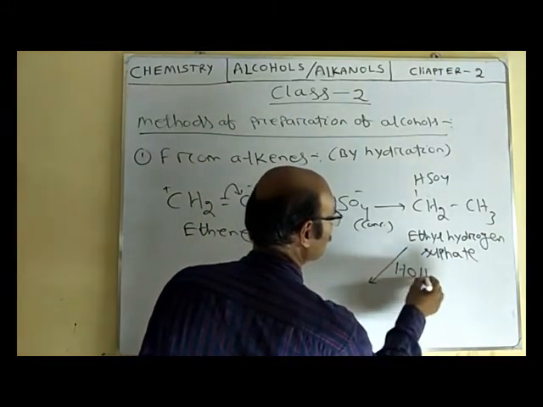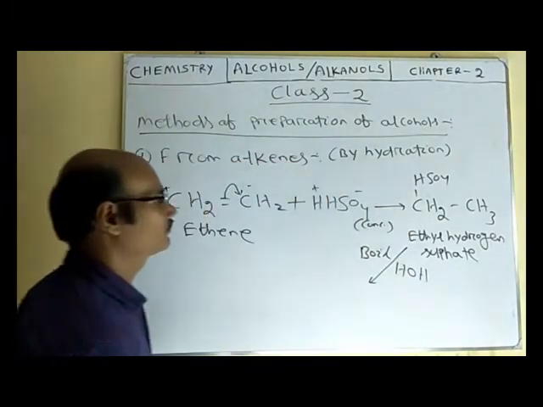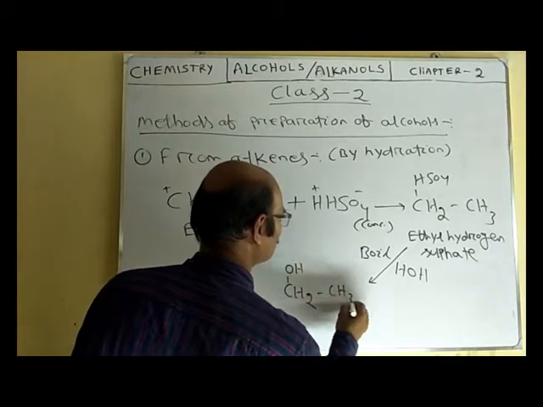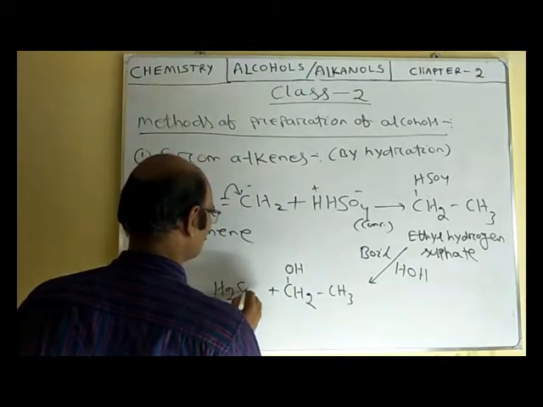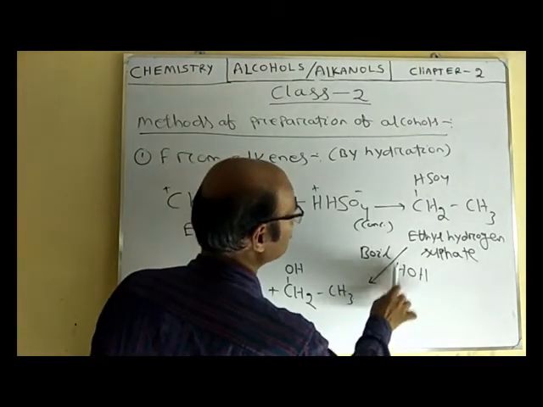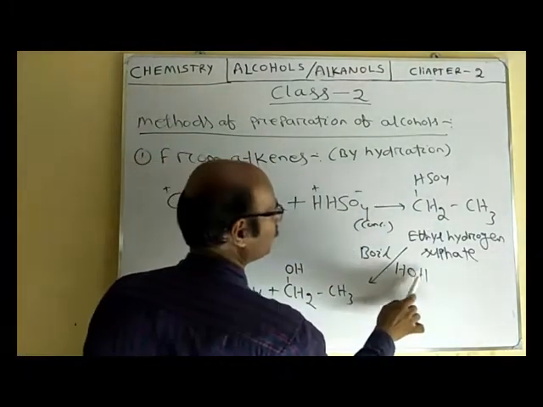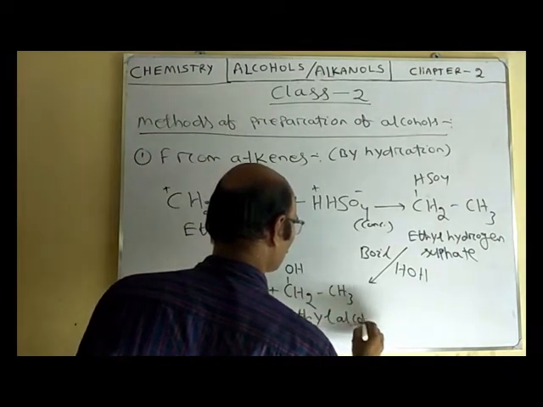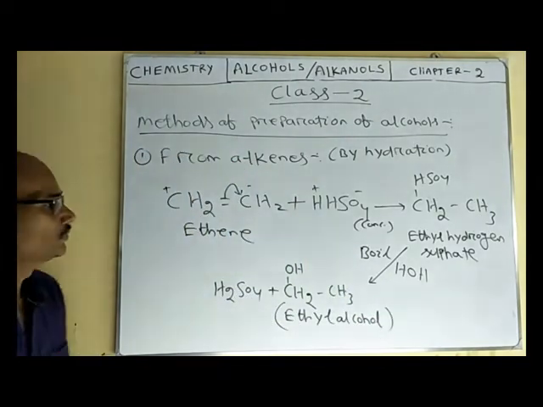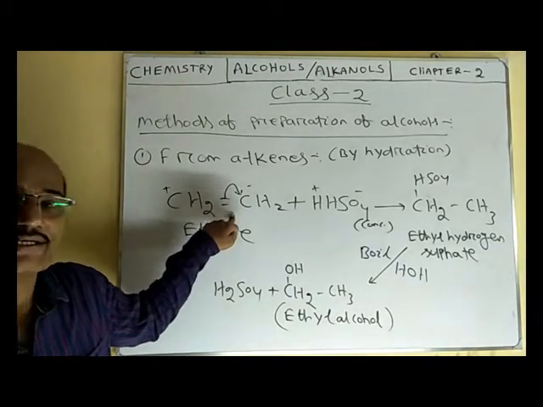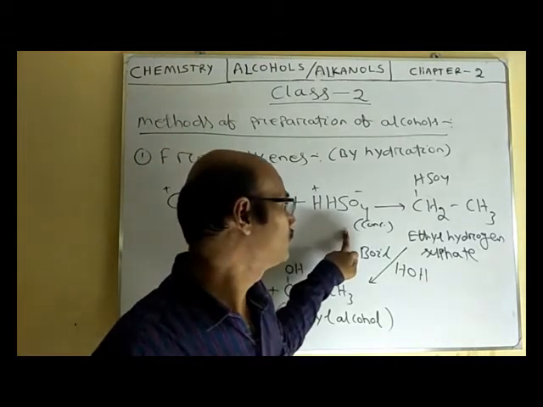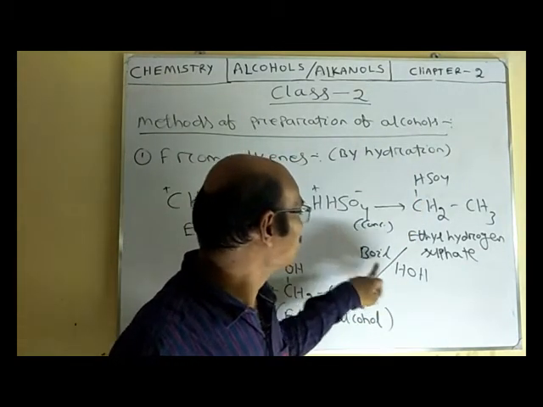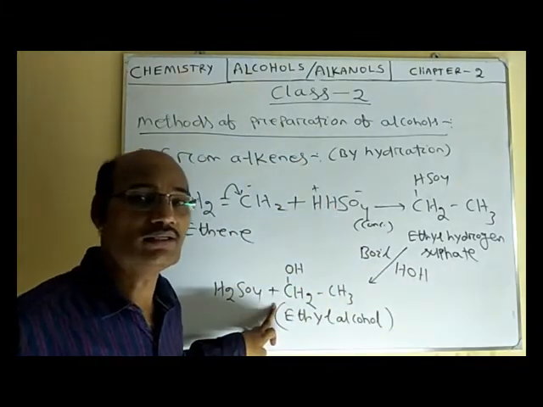Now, on boiling with water, H-OH, you get CH3CH2OH plus H2SO4. The OH will attach to this carbon, and we get ethyl alcohol. So what you can say is, when alkenes are treated with concentrated sulfuric acid, then alkyl bisulfate is formed, which on further boiling with water gives you ethyl alcohol.